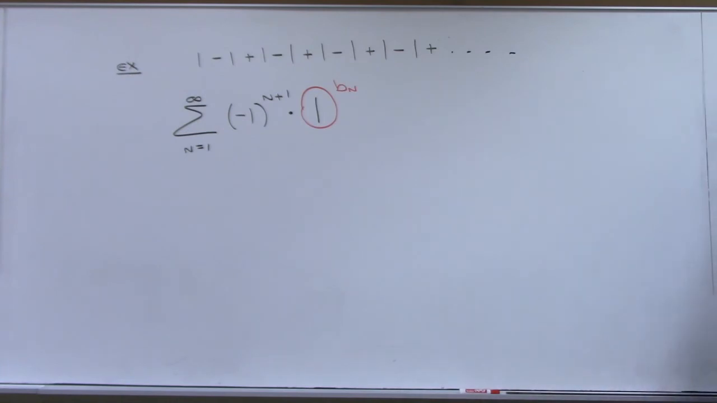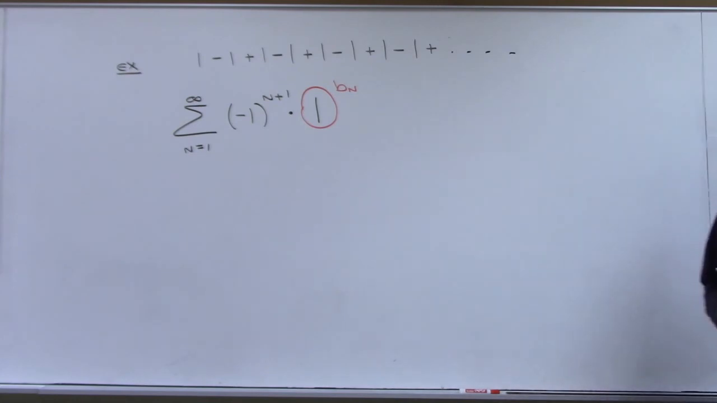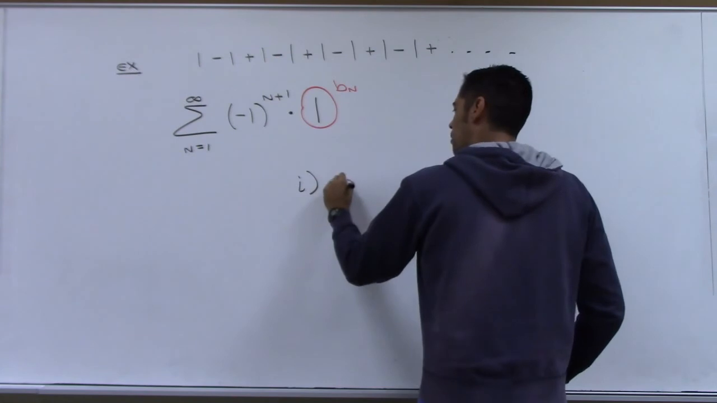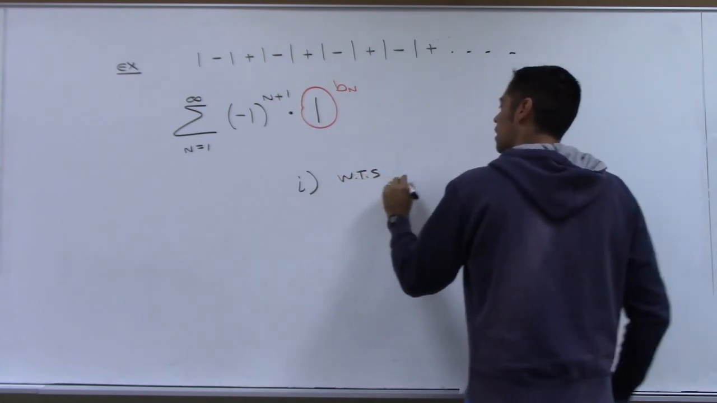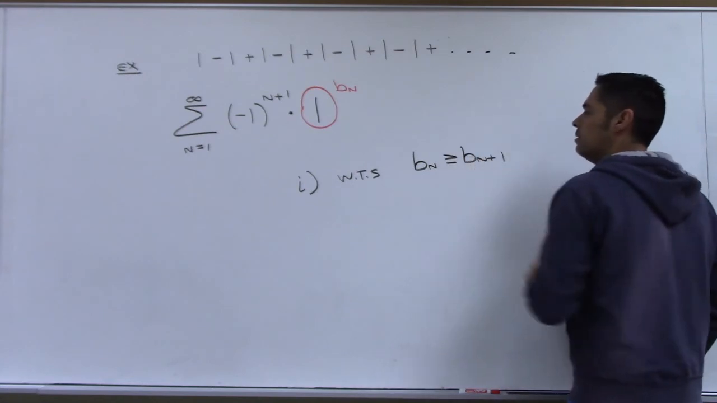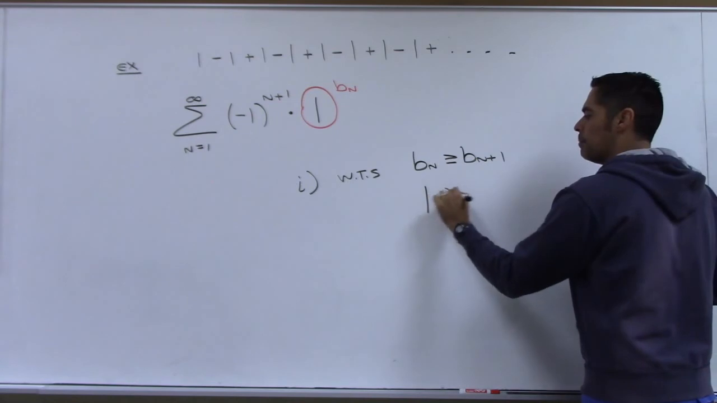So let's see if this will work. Will the alternating series test work? Let's check out the first thing. You want to show first that B sub n is greater than or equal to B sub n plus 1. Well, what's B sub n? What's B sub n plus 1?